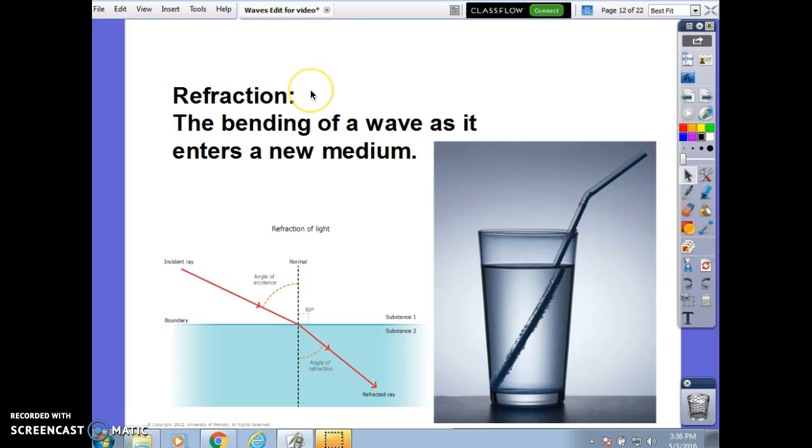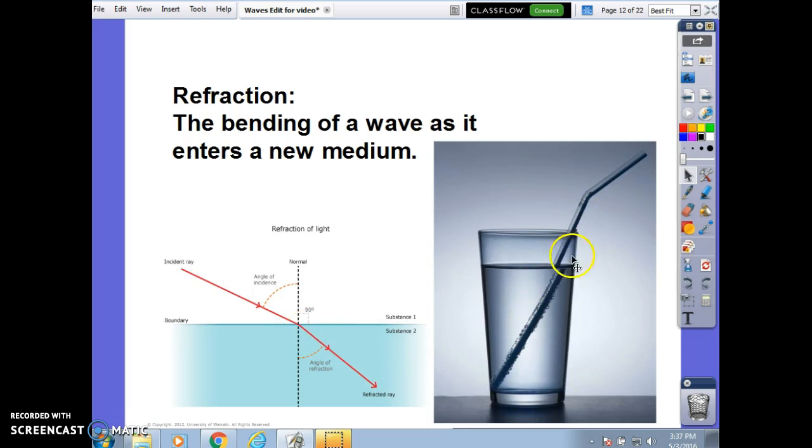The second one is refraction. This is when a wave bends when it enters a new medium. So compare your 2 mediums here. This medium is air and this medium is water. What happened was the ray entered and it bent, and what we say is that it refracted.